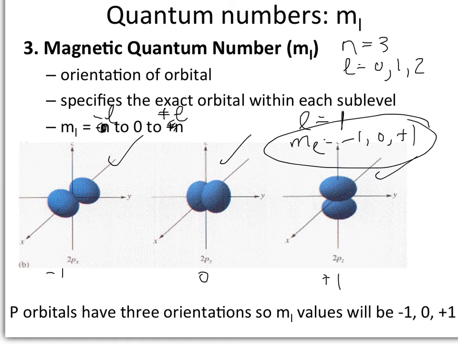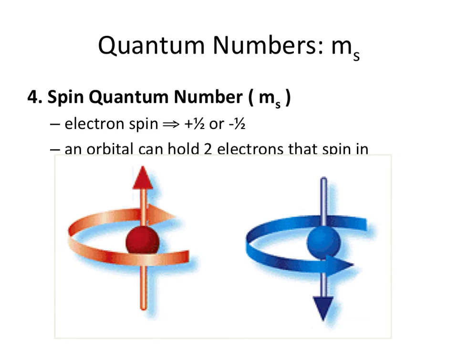the pz orbital. Our last quantum number that we're going to look at is our m sub s. Okay, and basically it indicates the spin of the electron. So we look at electron spin as being either +1/2 or -1/2. So is it rotating clockwise, or is the electron rotating counterclockwise? So orbitals hold electrons and they spin in opposite directions.